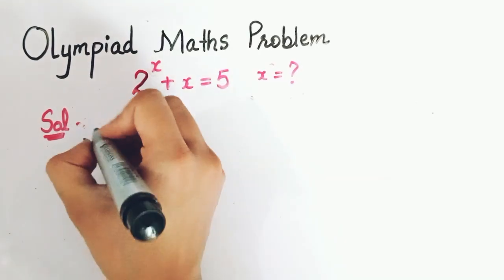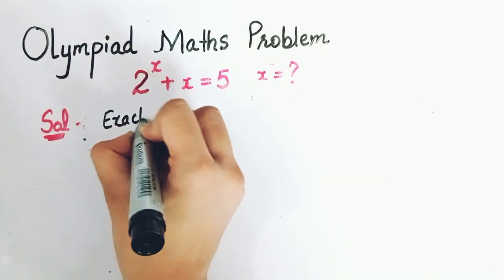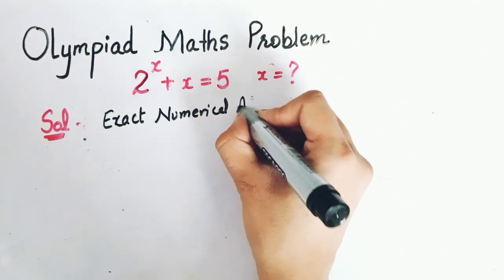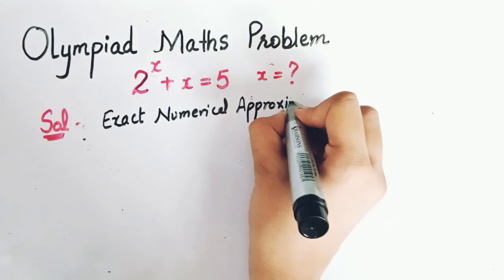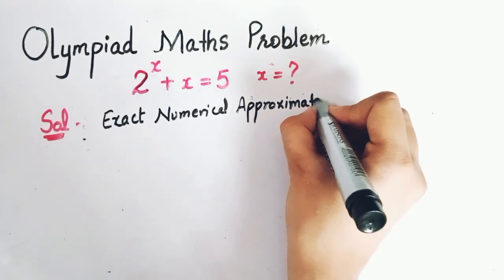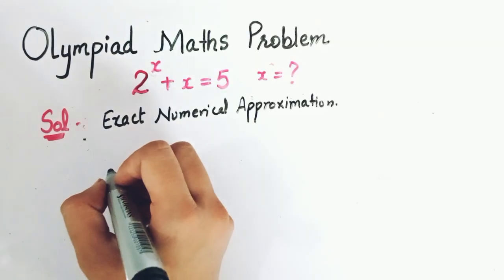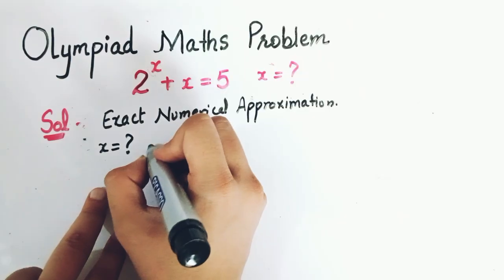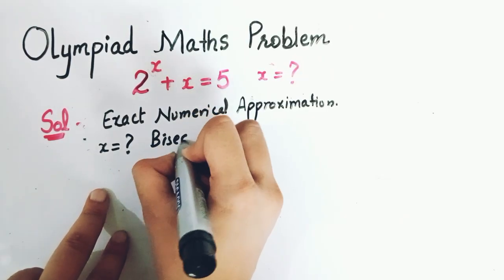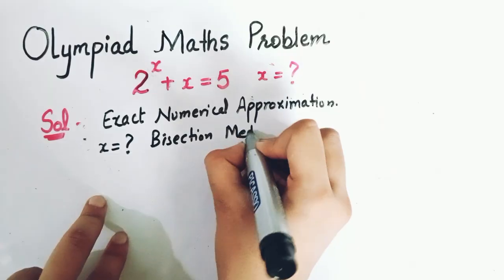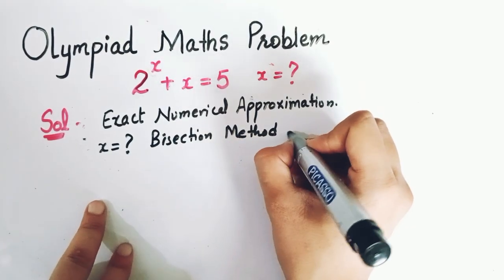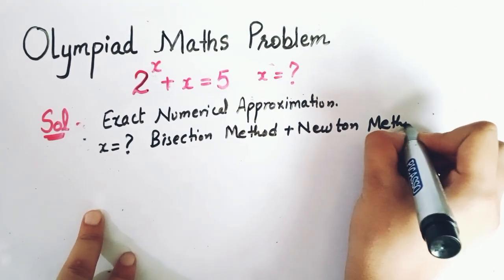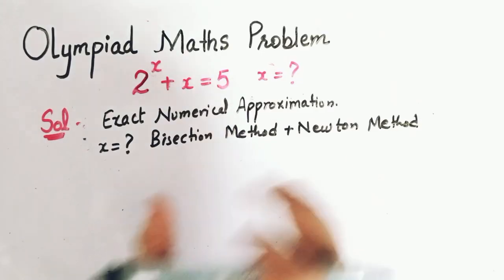So we will apply the exact numerical approximation method. For this purpose, you can find the value of x by using two numerical methods, like the bisection method, which you can apply on this, or you can also solve this by Newton's method. Both numerical methods can be applied to this question.